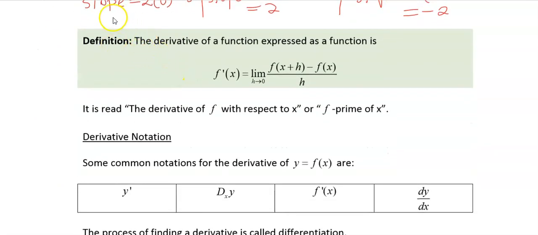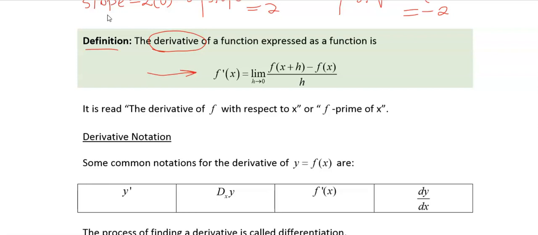Here is your definition of what we mean by a derivative. The derivative of a function is expressed as a function, and there, that's the result of the delta process. You see the limit as h goes to 0 of f of x plus h minus f of x all over h. Now that formula is provided on a formula sheet for you. You don't need to memorize that, but you do need to know when to use it and how it's used.